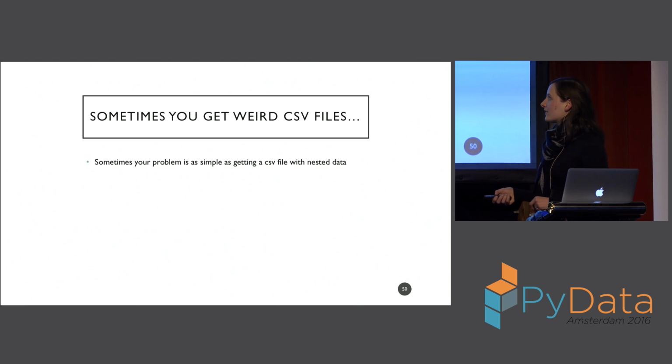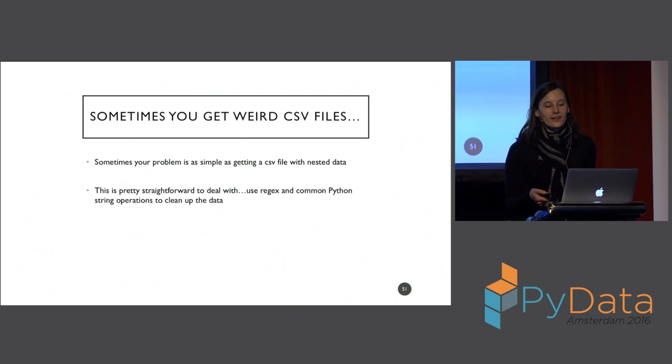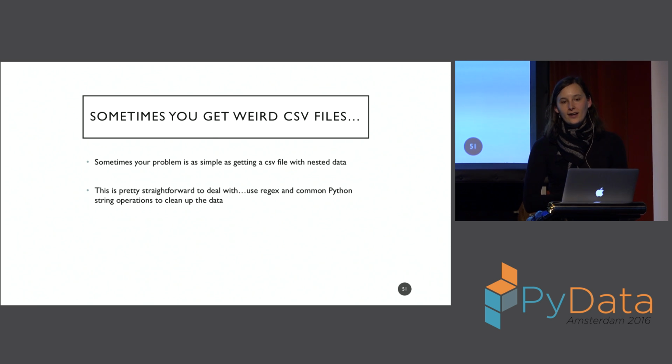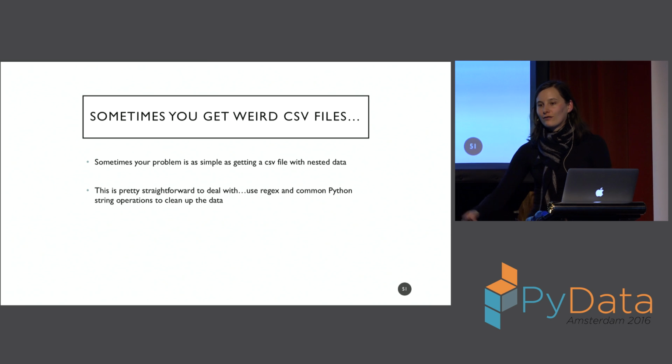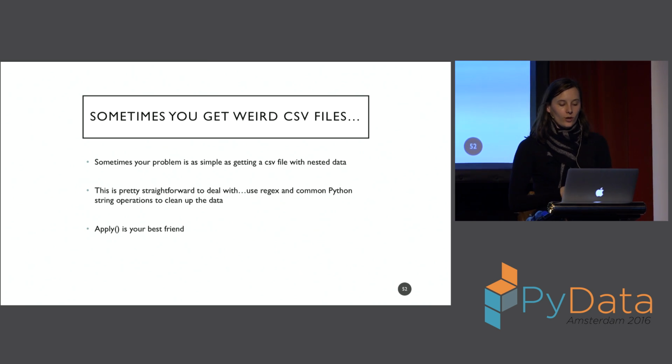Weird CSV files, this tends to be things where you get an array in a CSV or some JSON. This is pretty straightforward. Usually you're just going to use regex and common Python string operations to clean up the data. Regex is never fun except for people who do it every day. Stack Overflow is a great resource. Try it a few times and you'll usually figure out what you want.